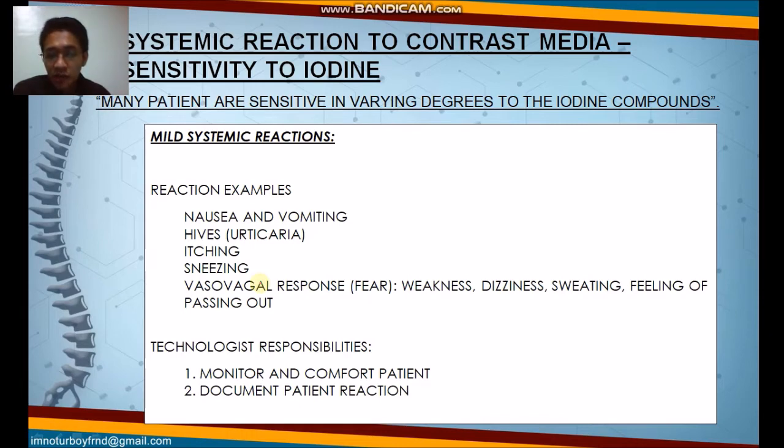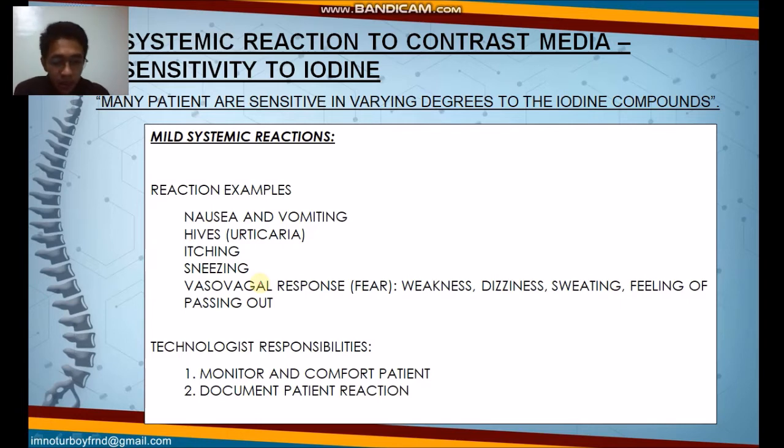So that's one of our very important roles as rad tech, right? We have to document the patient's reaction. Even if it is still mild, like the patient is a little itchy, or maybe dizzy, you have to record the reaction of the patient.